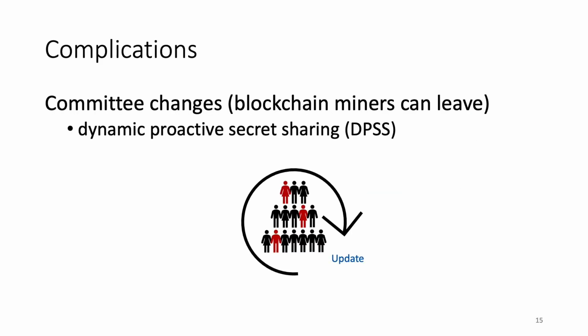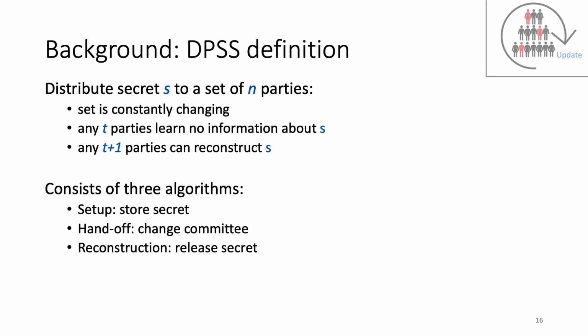And as you remember, we had this issue that some blockchain miners can join, some blockchain miners can leave. So we will need some way to update the committees that are holding the secret. And this is exactly where the dynamic proactive part of the DPSS comes in. In more detail, a DPSS allows you to distribute a secret to a set of n parties where the set is constantly changing. Any T parties can learn no information about the secret, but any T+1 parties can reconstruct.